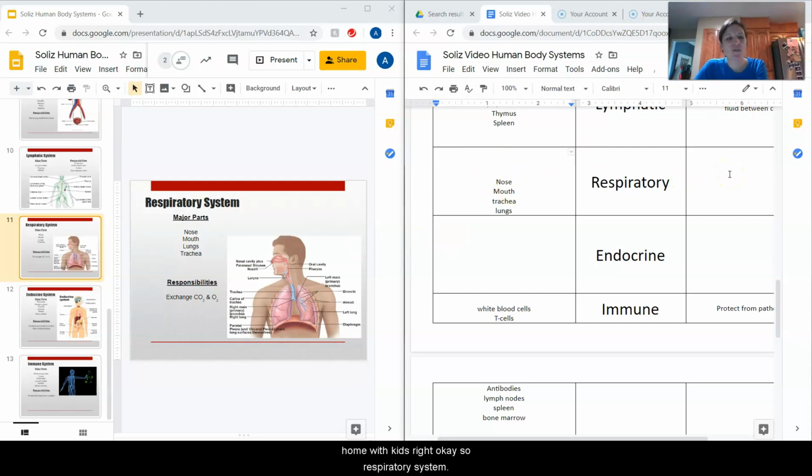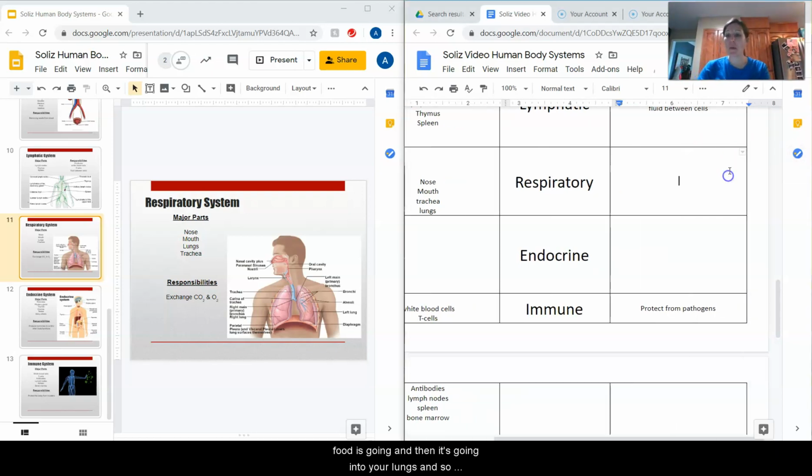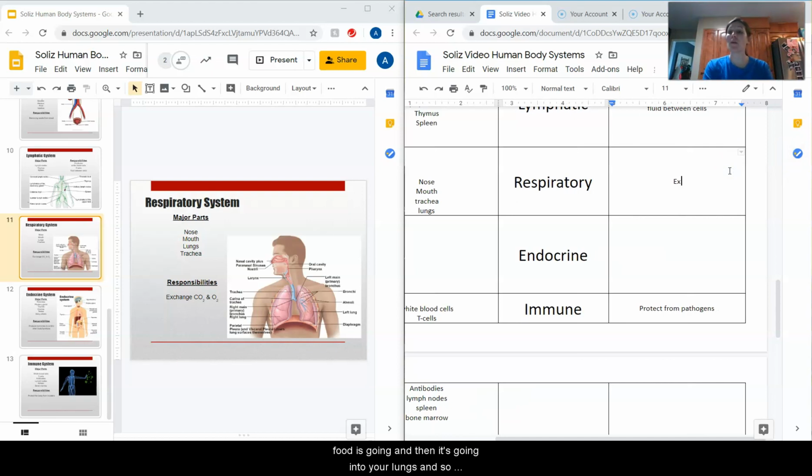Okay, so respiratory system, breathing through your nose or your mouth, going down your trachea, which is in front of that esophagus where your food's going, and then it's going into your lungs. And so the purpose of it is to breathe in your oxygen and breathe out.